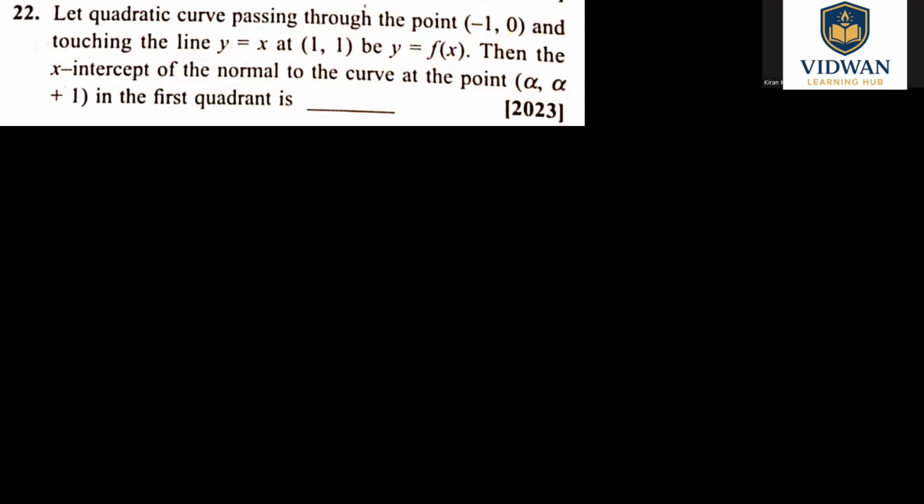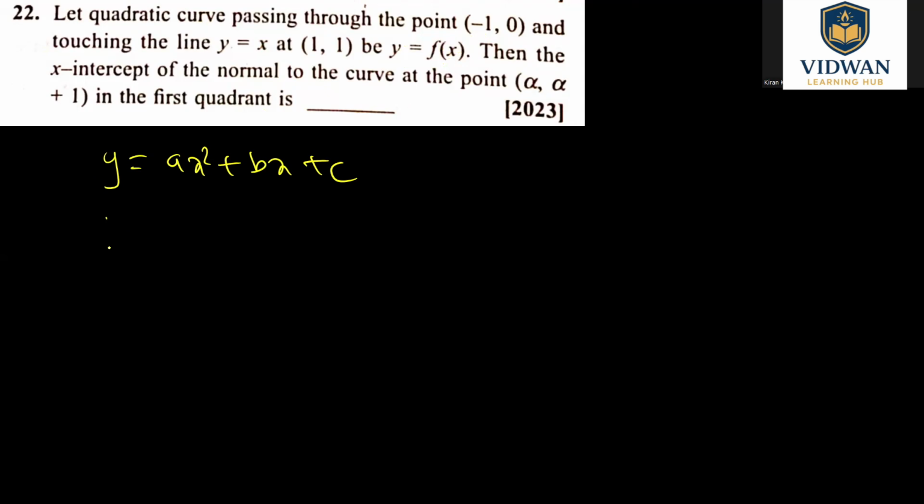The quadratic passing through the point and touching the line is y equal to f of x. Then the x-intercept of the normal to the curve at alpha comma alpha plus 1 in the first quadrant. So the quadratic curve should usually be in the form y equal to some ax square plus bx plus c. You can assume that, because I already mentioned it's a quadratic curve, and it is of the form y equal to some function of x. So any quadratic we usually assume like this only.